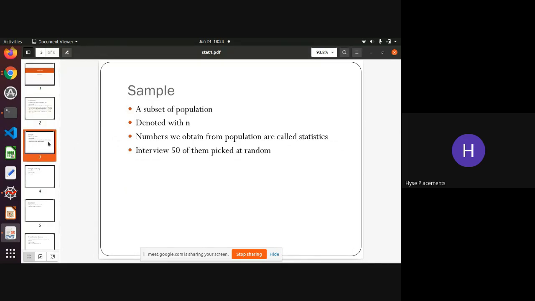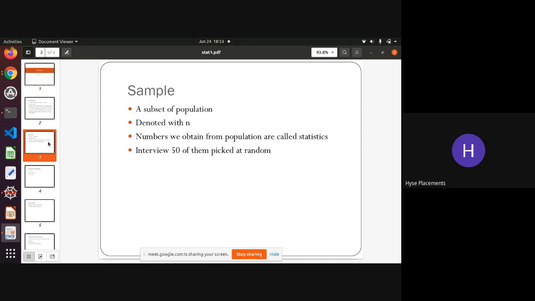Then we are going to take samples out of the population. So what do we mean by a sample? A sample is a subset of the population. Consider there are 100 points present in a population, and I take 20 points out of it. Those 20 points are called a sample for that particular population. That means the sample is representing the entire population. The population is denoted with capital N in statistics, and the sample is denoted with small n.